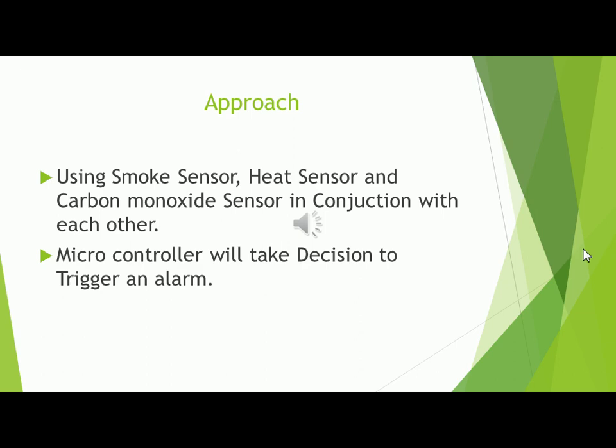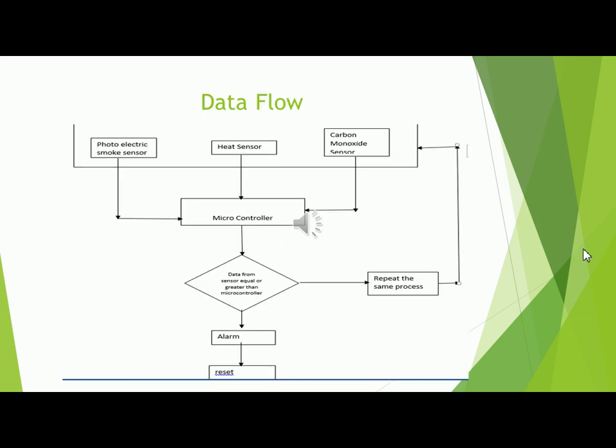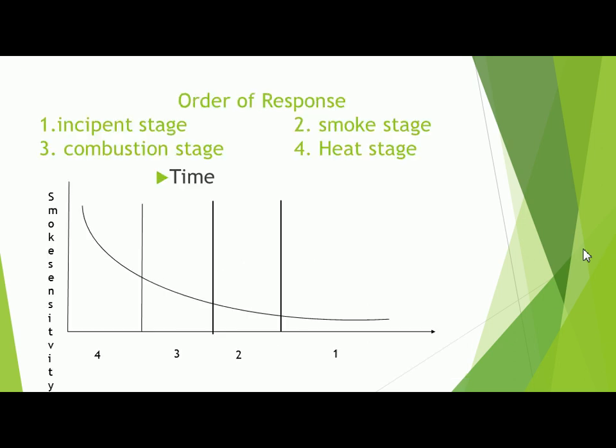Coming to data flow, whenever unusual atmospheric data is found by the sensor, it gives a signal to the microcontroller, and depending upon the values that we flash into the microcontroller, it will trigger an alarm. If the data received from the sensors is more than or equal to the data flashed into the microcontroller, it triggers an alarm and it stops. If not, it repeats the same process for continuous monitoring of the signal.